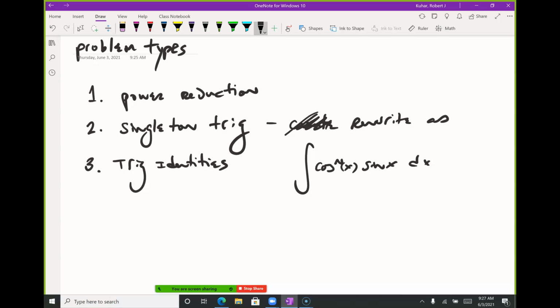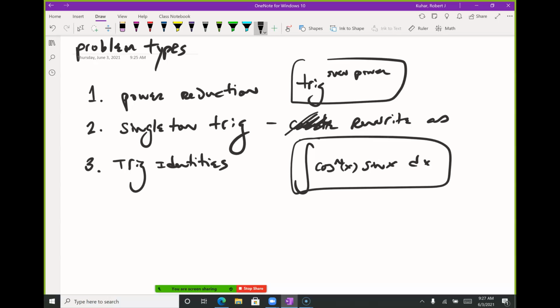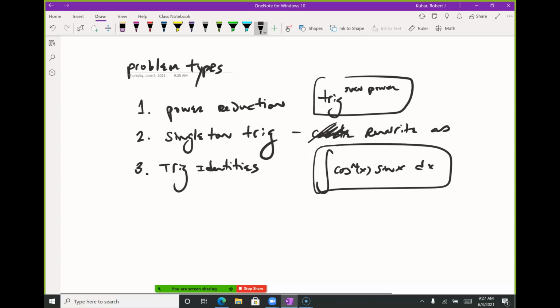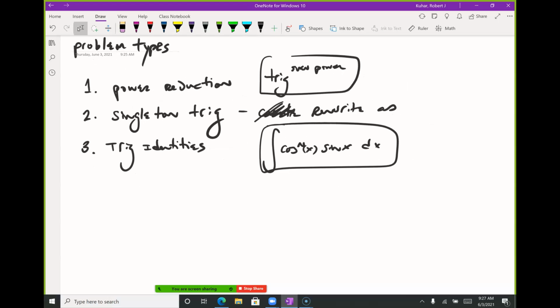The power reduction will always be a trig to an even power. I'll show you that formula. A singleton trig is when you're trying to get things to turn into a single sine or a single cosine and then everything else. And then trig identities are obvious. You're going to use them many times. So let's do the singleton trig first. It's the easiest one. I know I'm not in order, but it doesn't matter.